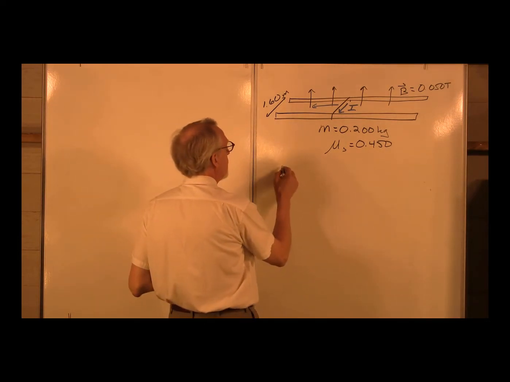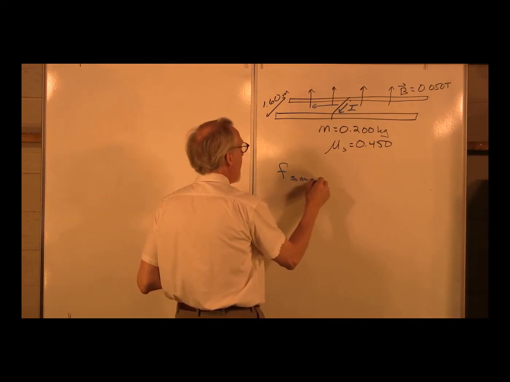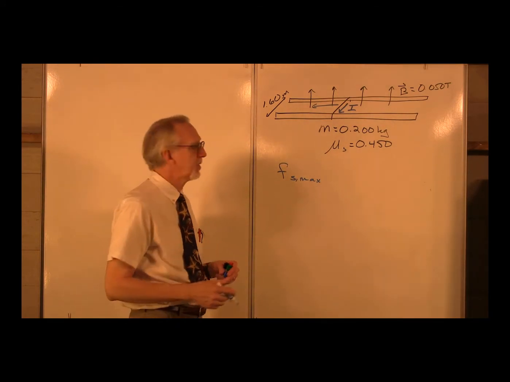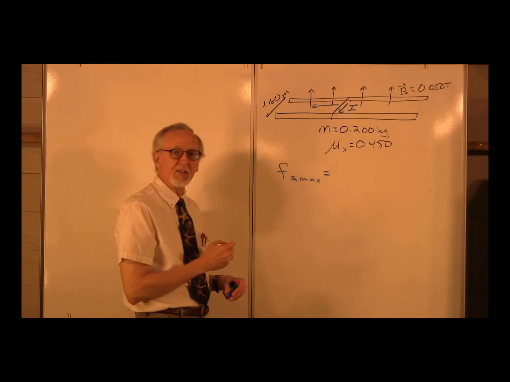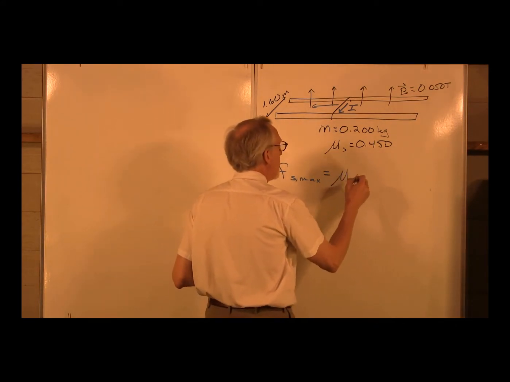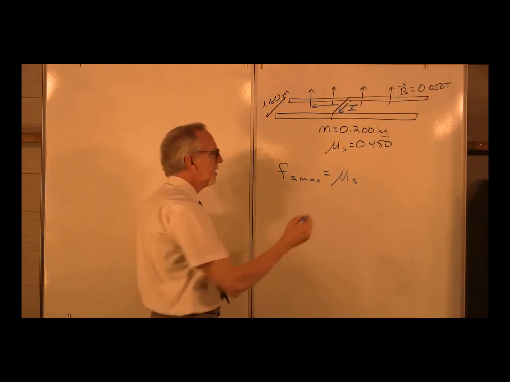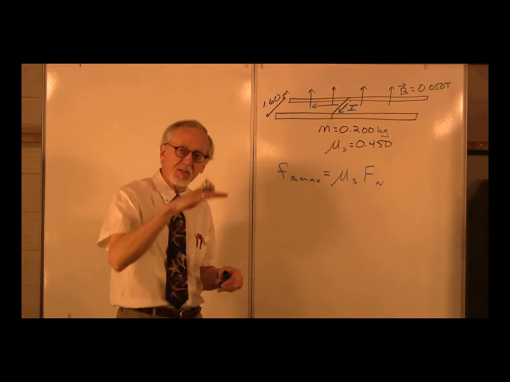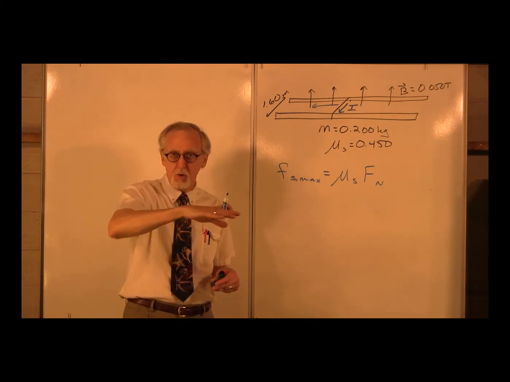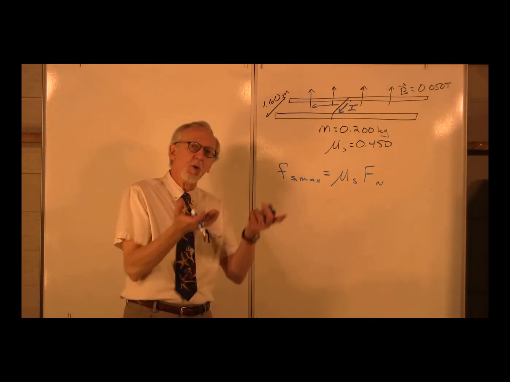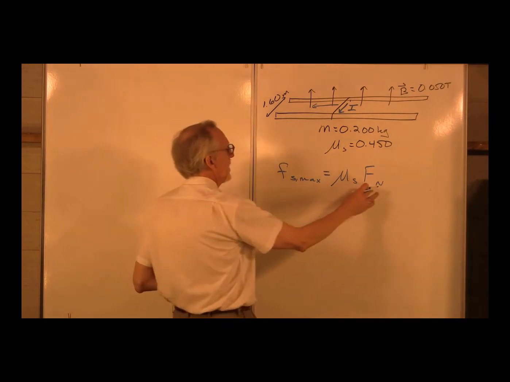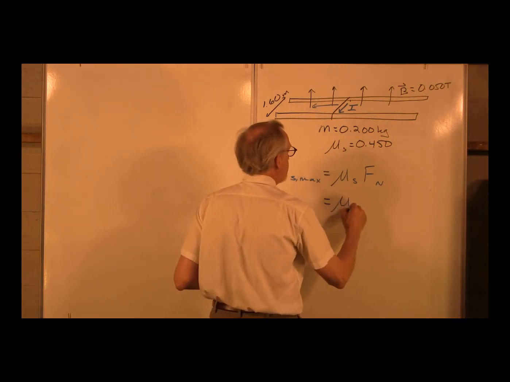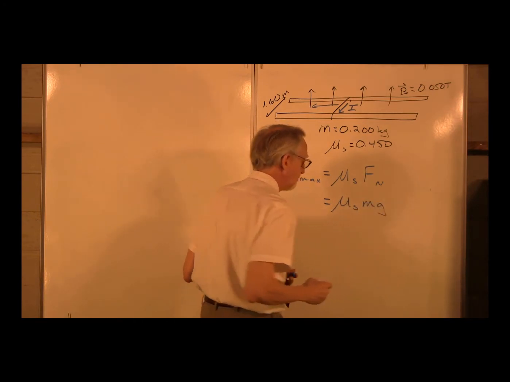The force is Fs max. We have to overcome the maximum value of static friction, and Fs max was equal to mu s, the coefficient of static friction, times the normal force. Well, in this case, for a bar that's lying horizontally, all we have is the normal force from the rails, and that's going to be equal to the weight of the bar. So this is going to be mu s mg.